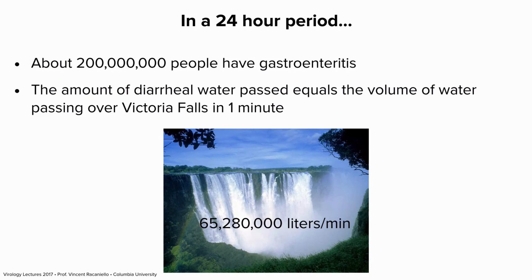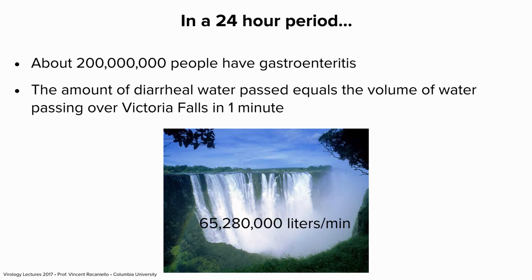In a 24-hour period, 200 million people in the world have gastroenteritis, and the amount of water they pass equals what flows over Victoria Falls in 1 minute, which is 65 million liters per minute. That's how much in a 24-hour period is excreted by these people with gastroenteritis. So that's an intestinal disease where you pass lots and lots of water. 65 million liters for a 24-hour period.